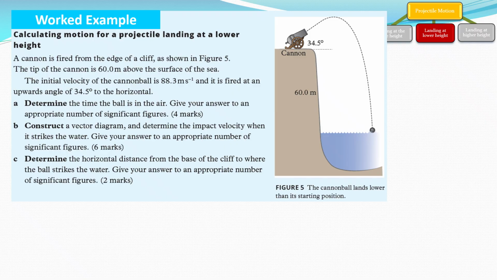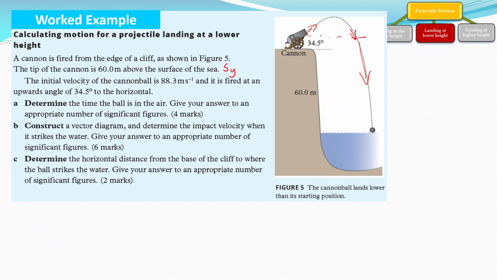Righto, here's our example. We're landing at a lower height. We've got a cannon there at the top of the hill. We have an initial velocity it's launched at. If we looked at where the cannonball landed here, we would have the same example as the first one that we did, but no, we have longer time to accelerate back down to the ground. What have we got to find here? Cannon's fired from the edge of the cliff. The tip of the cannon is 60 metres above the surface of the sea. So we instantly know that that's what our vertical displacement is going to be.